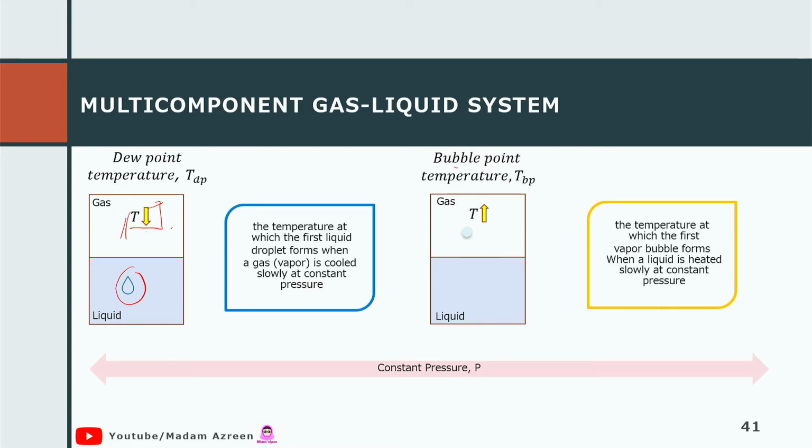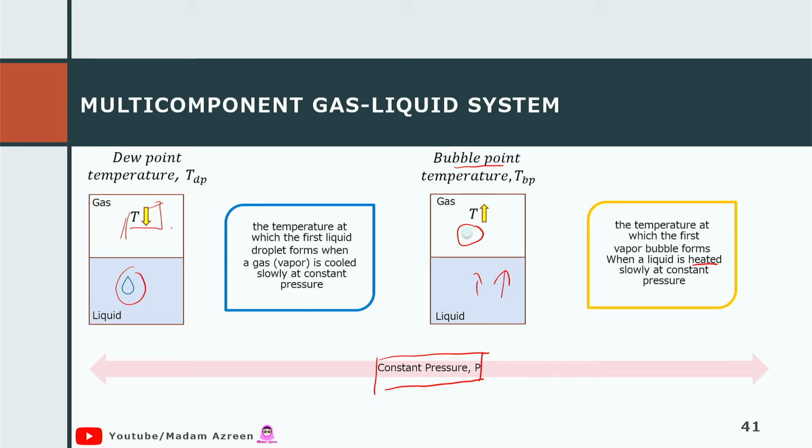Whereas a bubble point temperature is a point whereby when we heat up this liquid, the temperature is increased, and at the point when the first bubble starts to form, that temperature is called the bubble point temperature. And this occurs at constant pressure. So this is just to tell you the definition of dew point temperature and bubble point temperature.